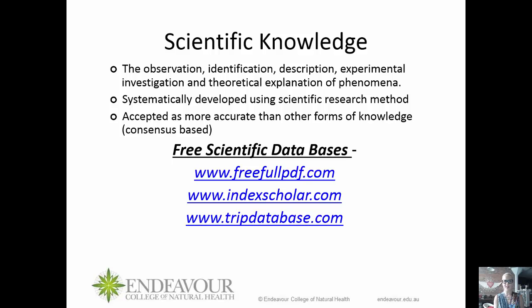Okay, so the final one that we're going to look at today is scientific knowledge. Scientific knowledge is about observation, identification, description, experimental investigation, and theoretical explanation of phenomena. It's the idea that knowledge can be systematically developed using the scientific research method. And currently, it's accepted as more accurate than other forms of knowledge, such as consensus-based.